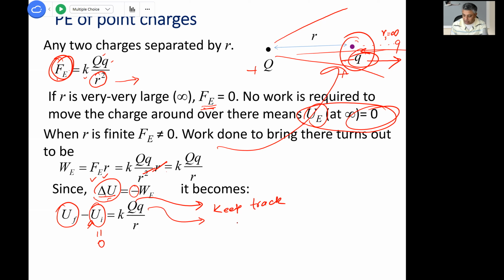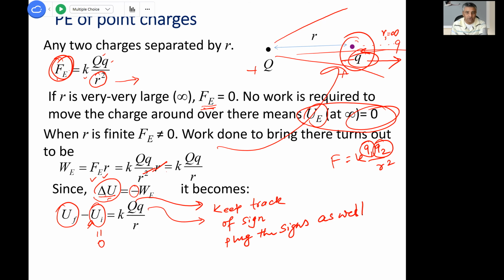For the force calculation, K Q1 Q2 over R squared, we did not keep track of the sign. We just plugged in the numbers, and for the sign we used the rule that like charges repel and opposite charges attract, right? That's what we used. Now, in this case, we keep track of the sign. That means we plug in the signs as well. So that's how you want to use this formula.